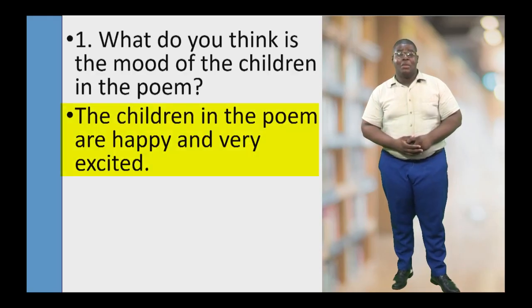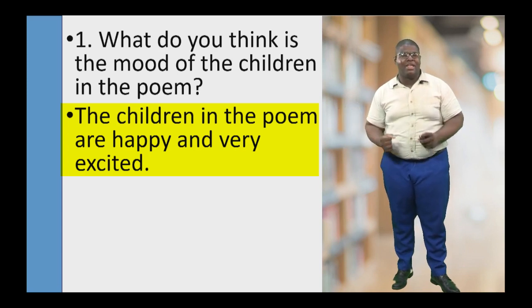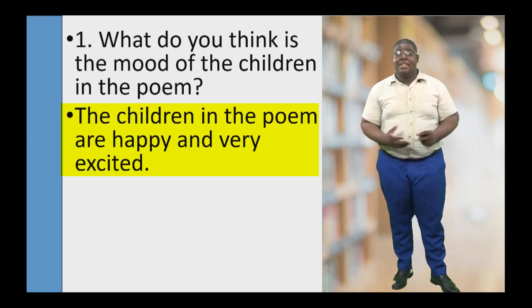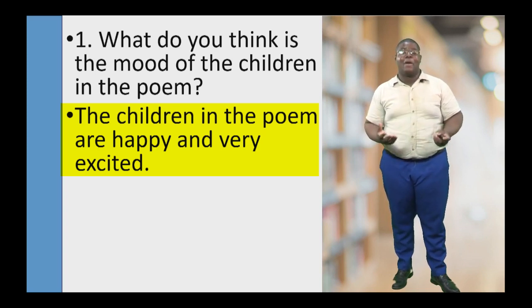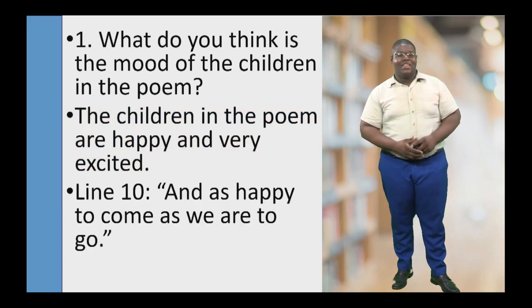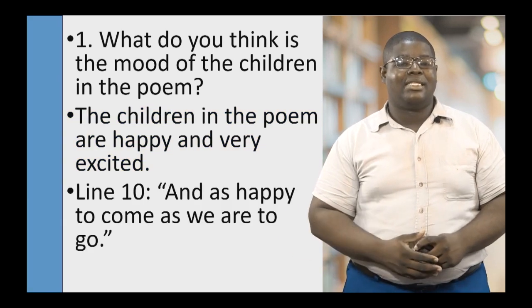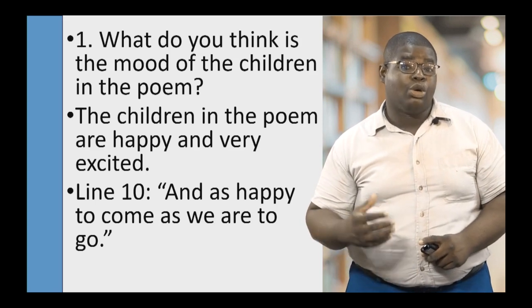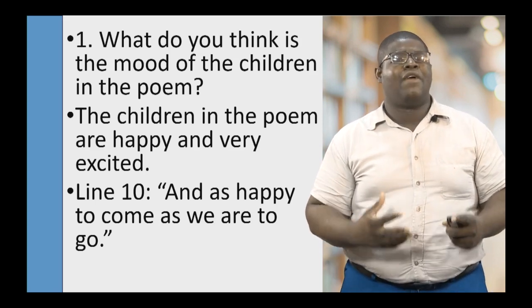All right. Now we see that the children in the poem are happy and very excited. And I'm going to ask another question. Why are they happy and excited? They're happy and excited because it has come to the end of another term, and it's time for them to go on their vacation. Now, we see this coming out in line 10. And as happy to come as we are to go. So we see that they are very excited.